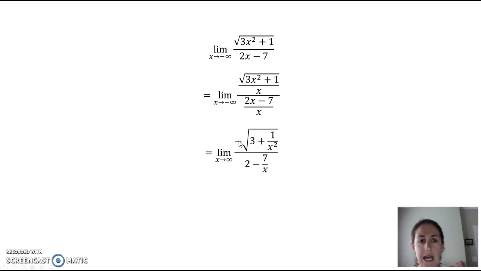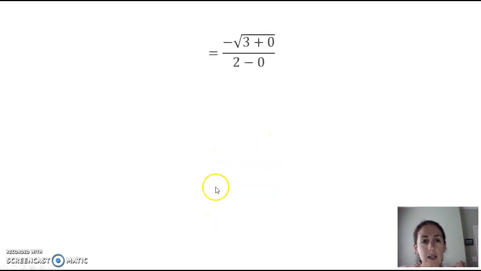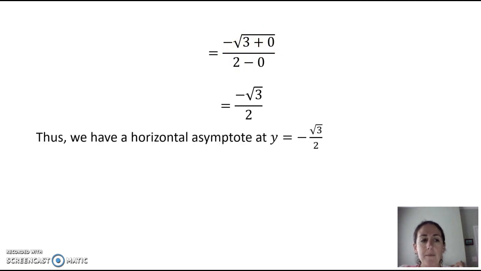When I take the limit and use the limit laws, and I get to take the limit of each of those pieces, I still have this negative out here. So that's going to give me a negative square root of 3 plus 0 over 2 minus 0, or negative root 3 over 2. So that means we have a horizontal asymptote at y equals negative root 3 over 2.